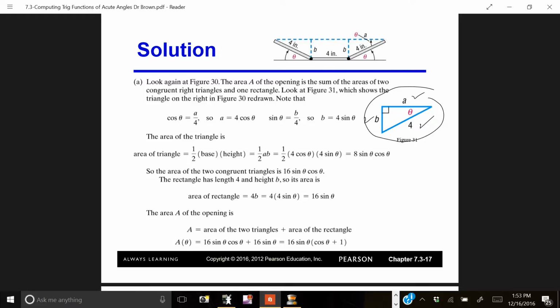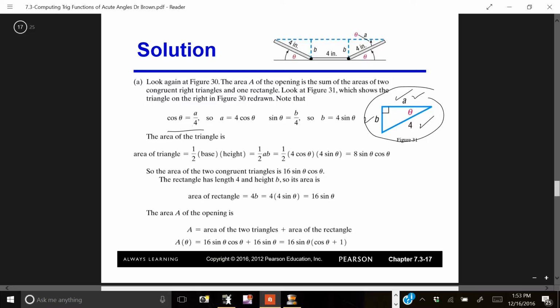So looking at cosine of theta is adjacent, which is A, over the hypotenuse, which is 4. That means that A is equal to 4 cosine of theta. Sine of theta is opposite over the hypotenuse, which is B over 4. So B is equal to 4 sine of theta.